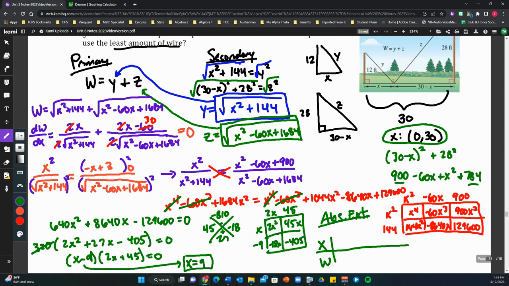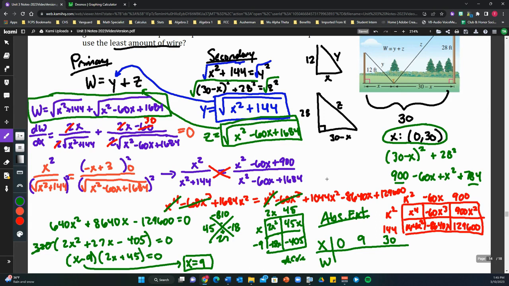We're not looking at increasing, decreasing, or concavity here. We want to know which of these possible values of X produces the minimum or the least amount of wire used. Is it when X equals 0, 9, or 30? To do this, you would need some kind of calculator because we're going to plug these values of X into this form of the primary equation. So it's going to take a little bit to actually substitute those in.